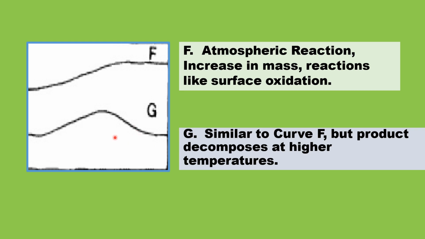In this case, see, up to this stage it is like F, and then an oxide is formed. For example, iron oxide is formed. On further heating, it decomposes to give iron, or for mercuric oxide, further heating decomposes it to give mercury. So this TGA curve is similar to F, but the product decomposes at this stage at further higher temperatures.